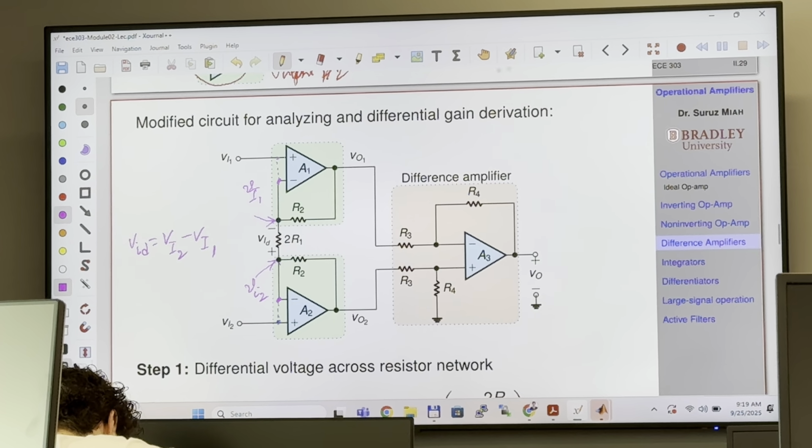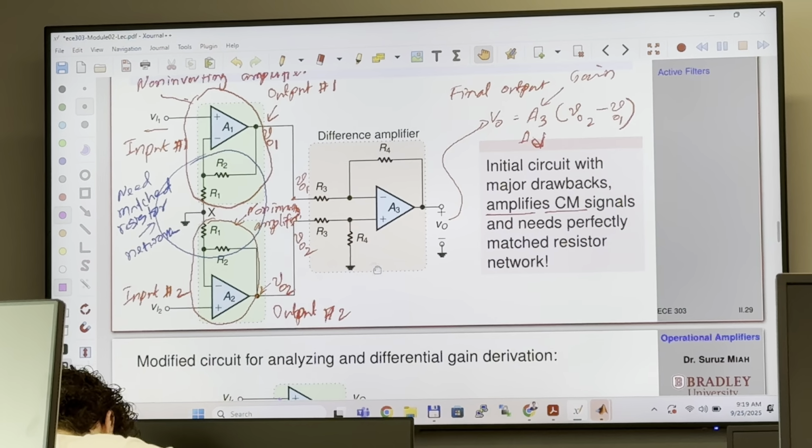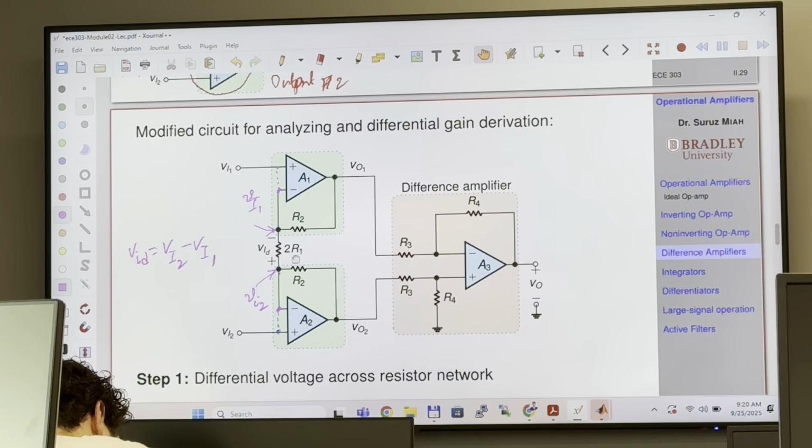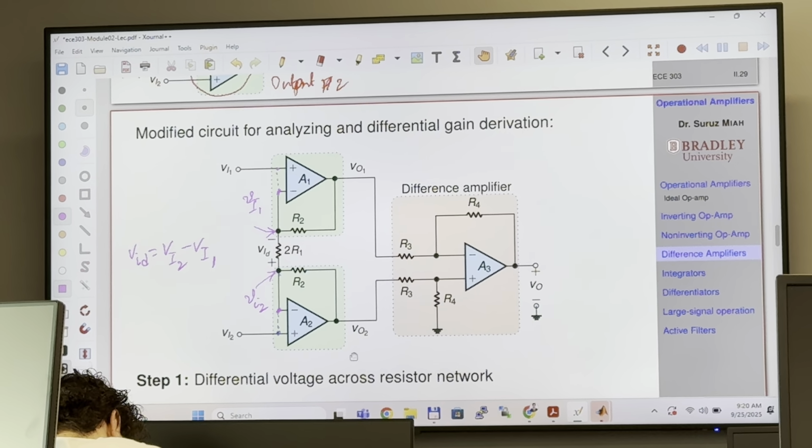I said that we need perfectly matched resistors here. We have two resistors here, R1 and R2, and we just replaced R1 and R2 with 2R1. These two resistors are existing. And we removed the common ground because it actually amplifies the noise, and we do not want that. Once we have this configuration, it's much easier.